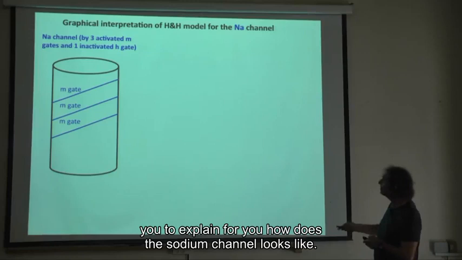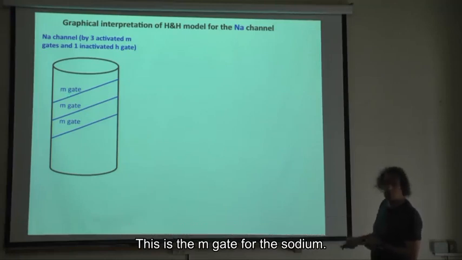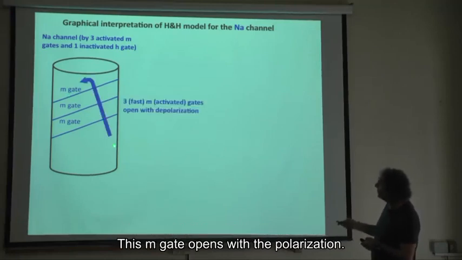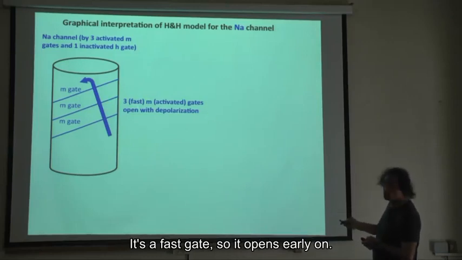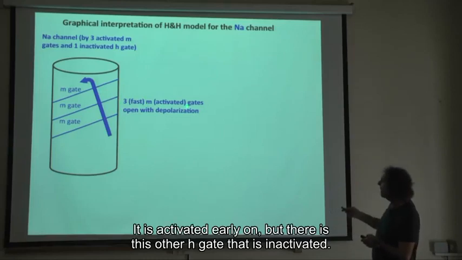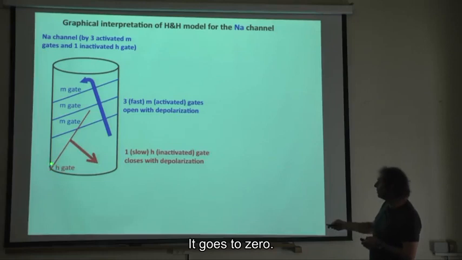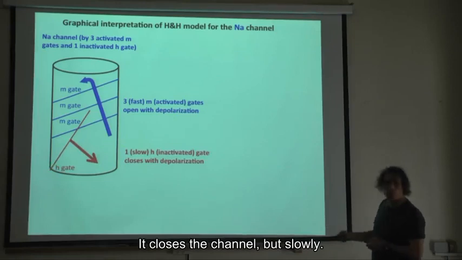channel looks like. So we have now three gates that behave like the N gates of the potassium. This is the M gate for the sodium. This M gate opens with depolarization. It's a fast gate, so it opens early on. It is activated early on, but there is this other H gate that is inactivated. It goes to 0. It closes the channel, but slowly.